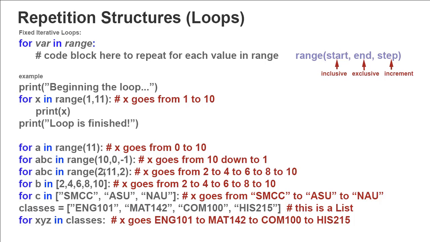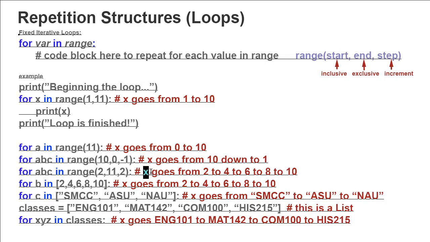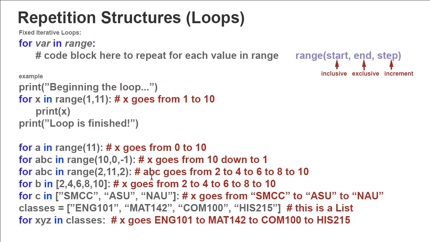ABC in range 2, comma 11, comma 2. Here we're going to step by 2, starting with 2. And 11 being exclusive, so x, actually in this case it should be ABC. ABC in this range is going to go from 2 to 4 to 6 to 8 to 10.